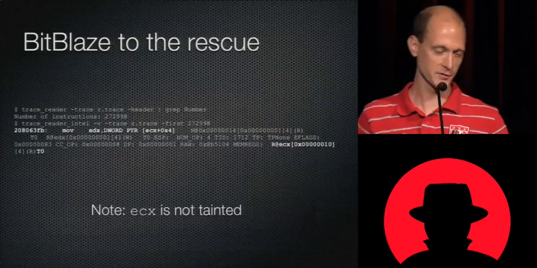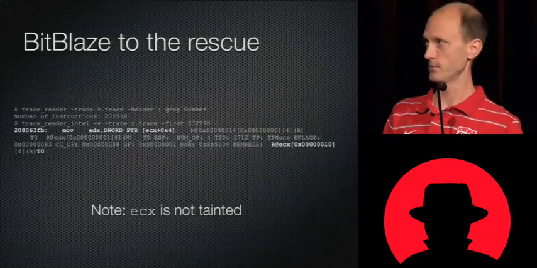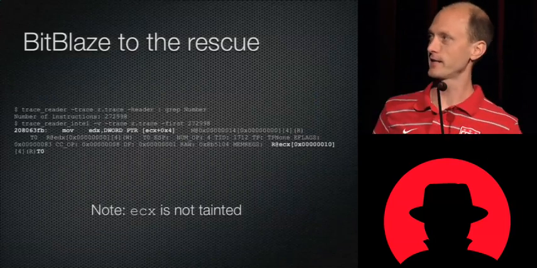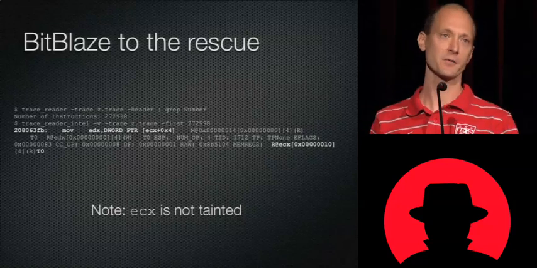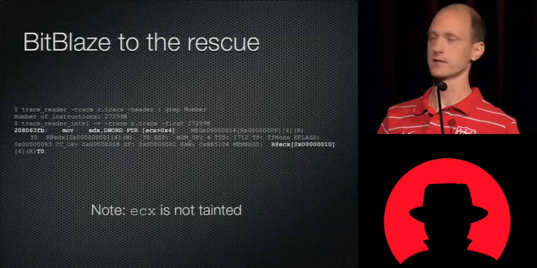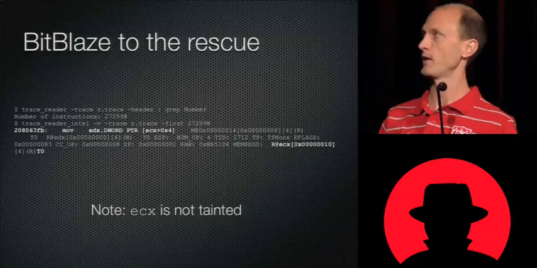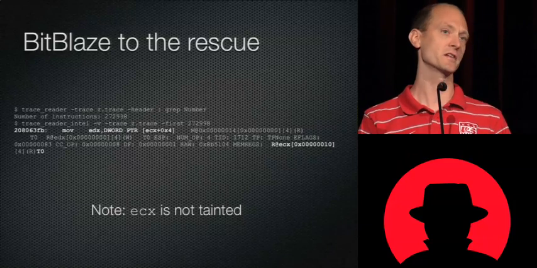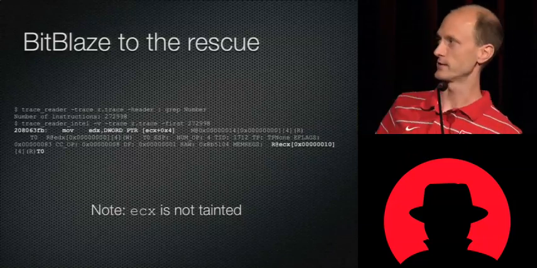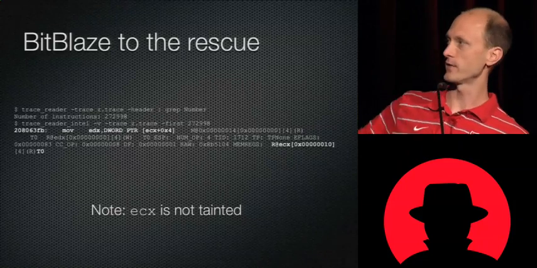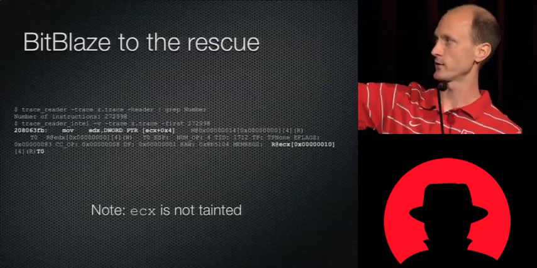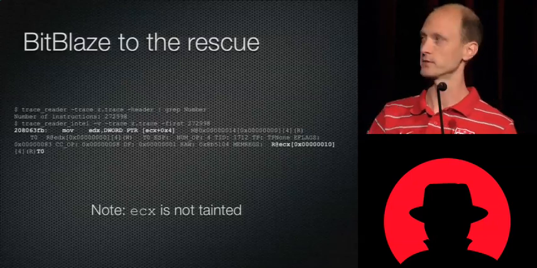Okay, so here's using BitBlaze for the first time on live TV. So, trace reader. I take my trace, the trace of the bad file, the one that crashed. There's this header option that will tell you meta information about it, and one of the things is how many instructions there are. We're concerned with the crash on the very last instruction. So there's 27,000 instructions. Now let's print out what the last instruction is. I say I want to see the first one, which is the last one.